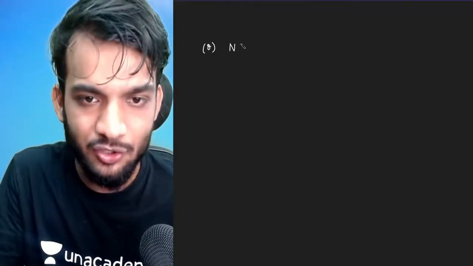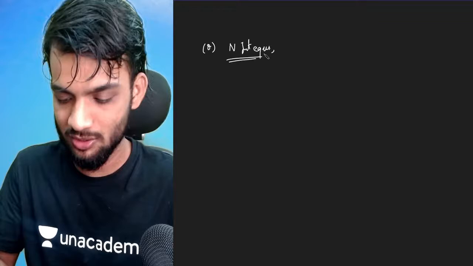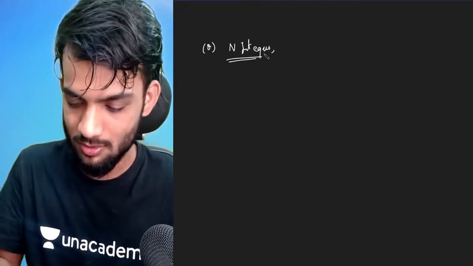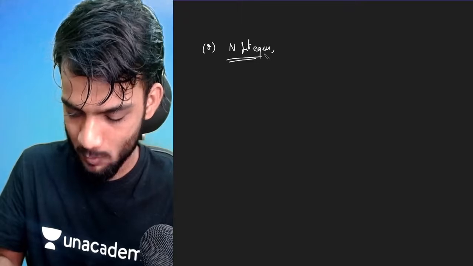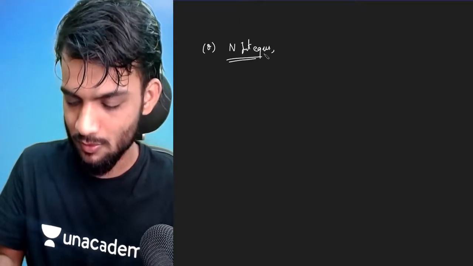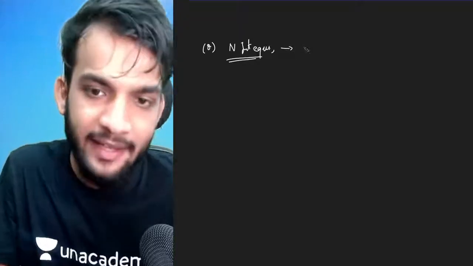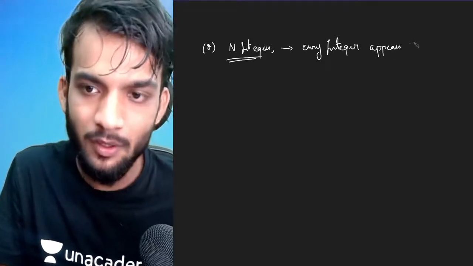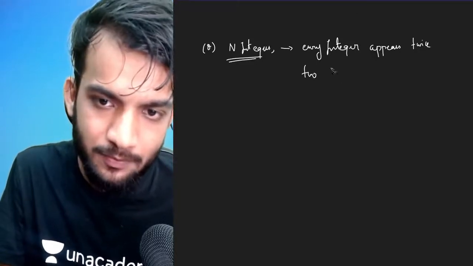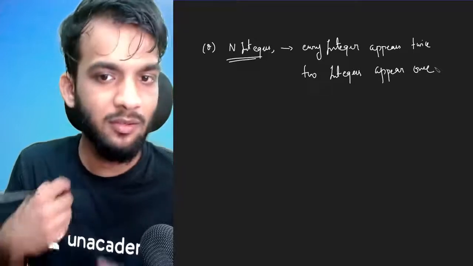Perfect. Now we'll start off with the first problem. You're given n integers. I'm saying that every integer appears twice, except 2 integers that appear once. Every integer appears twice.